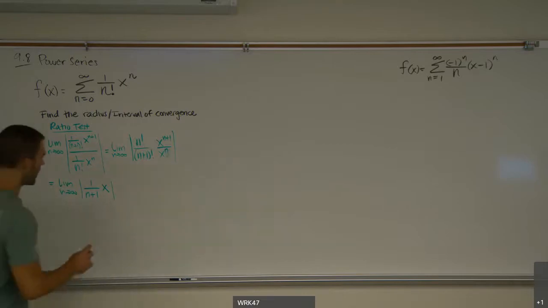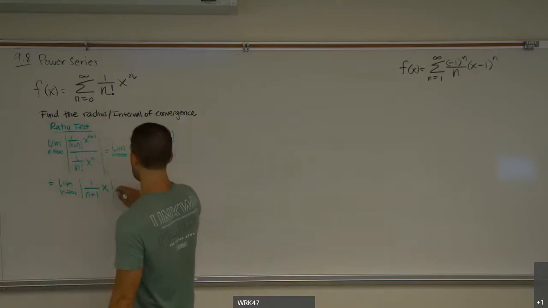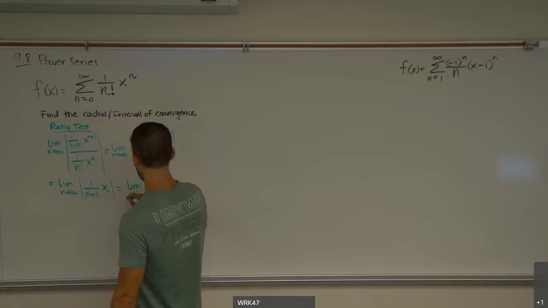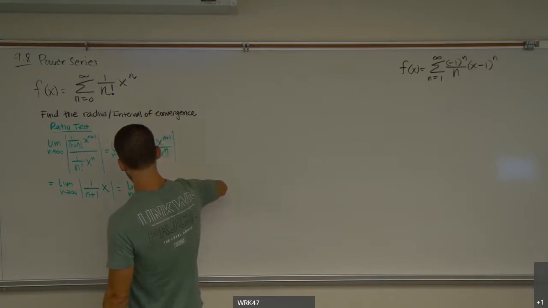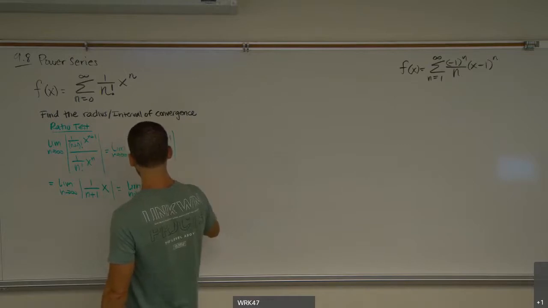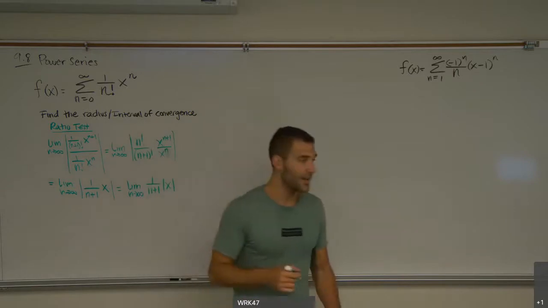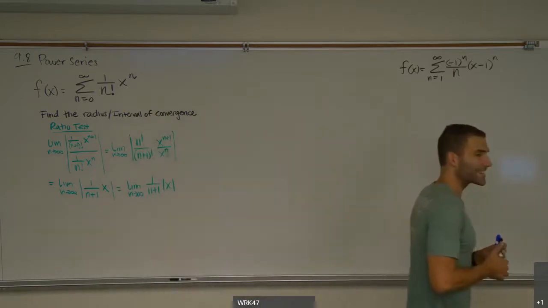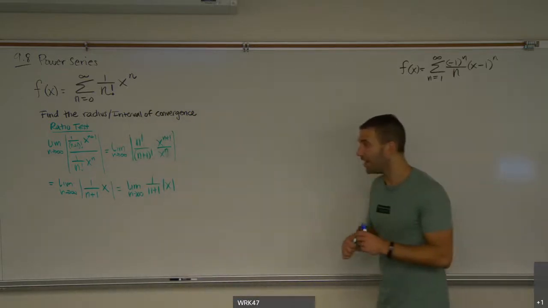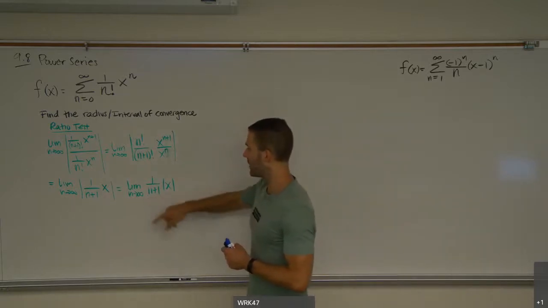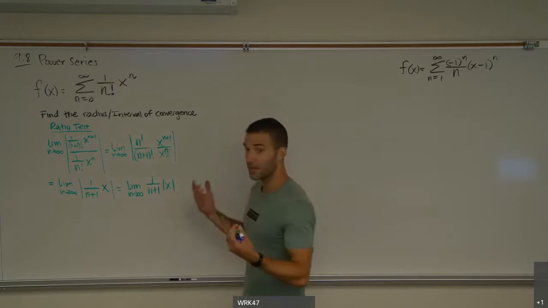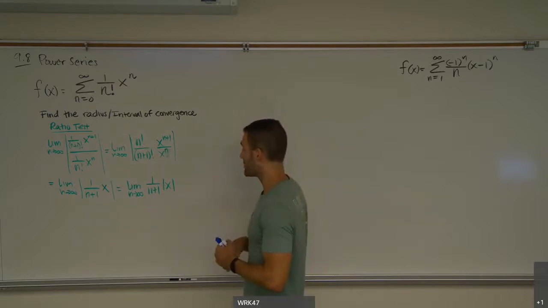And notice, remember that n is positive, and so we don't need the absolute value around n. We can just write it as 1 over n plus 1. We do need the absolute values, and this is important, around x. And that's because we do not know what x is. x is an unknown variable. It could be negative, it could be positive. So we don't know what it is, so we're leaving the absolute value with it.